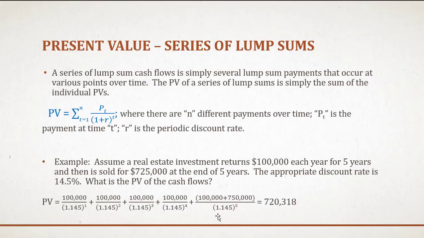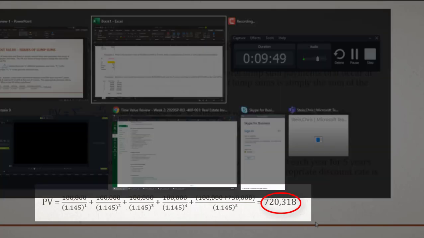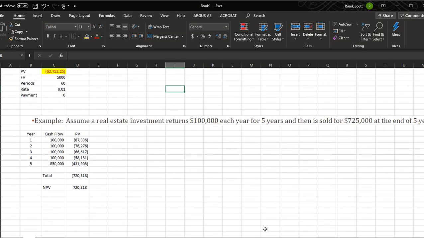Let's just talk through. This is kind of the old-fashioned way of doing it here. We're going to use the present value formula. We're dividing it by 1 plus the discount rate raised to the number of periods. Don't expect you to know that formula by heart. But we're taking $100,000, discounting it 1 period, the next $100,000, discounting it by 2 periods, etc. And our final answer is $720,000. Let's go to Excel and see how we would do that.